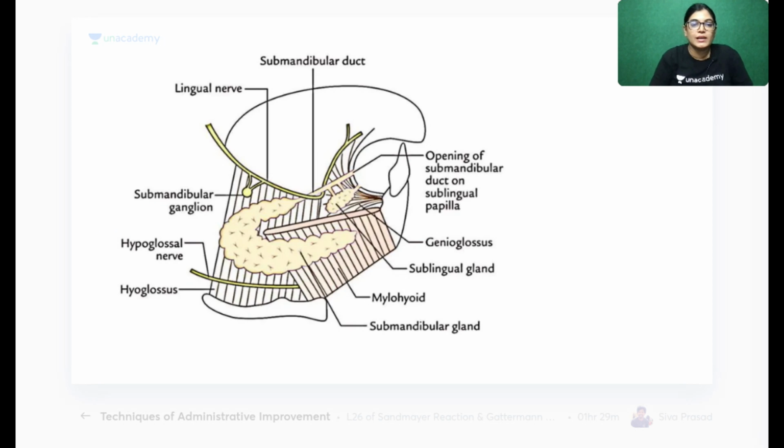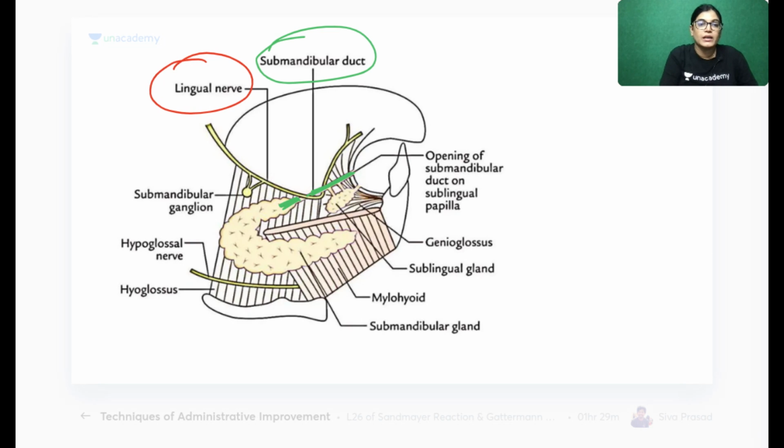So this diagram will clear your answer. This is the lingual nerve, and you can see here the lingual nerve is winding around a duct. Everyone, can you see this is the duct? Which duct? Submandibular duct. The nerve winds from the lateral and then moves on to the medial aspect of this duct. So the lingual nerve will be injured when any kind of tumor or swelling is there and we want to remove the gland or the duct.